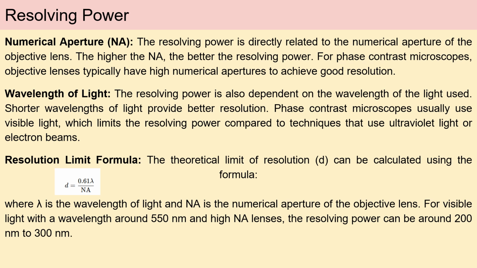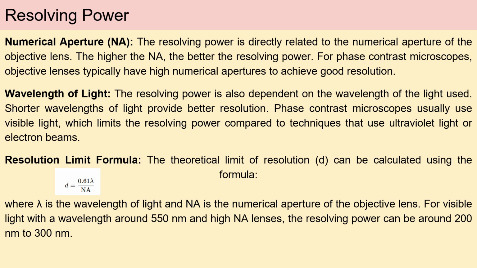The theoretical limit of resolution can be calculated using the formula d = 0.61 λ / NA, where λ is the wavelength of light and NA is the numerical aperture of the objective lens. For visible light with a wavelength around 550 nanometers and high numerical aperture lenses, the resolving power typically ranges from 200 nanometers to 300 nanometers.